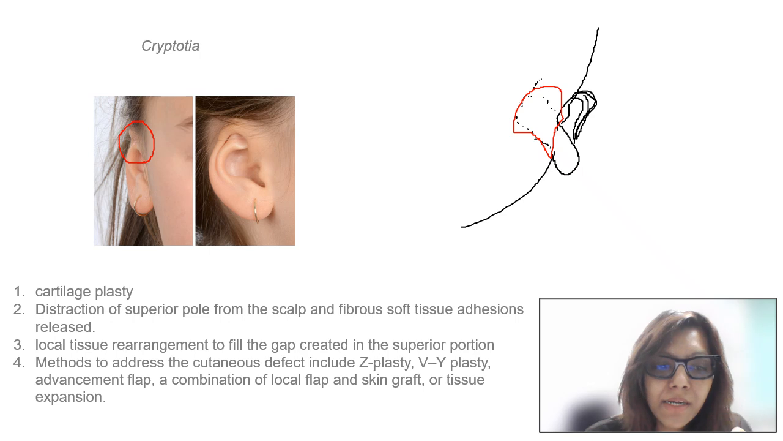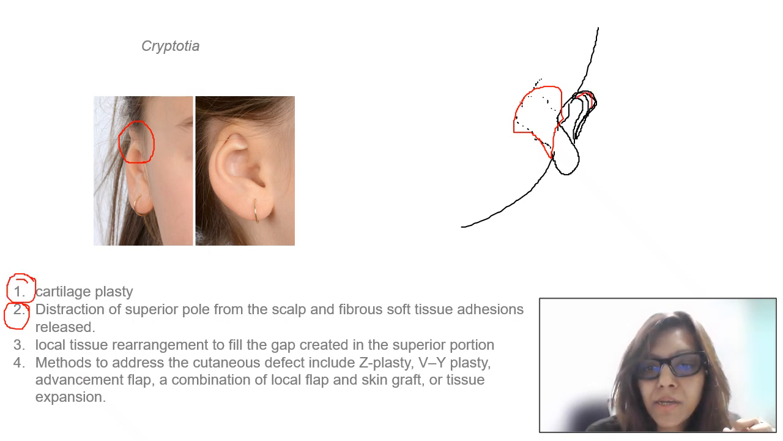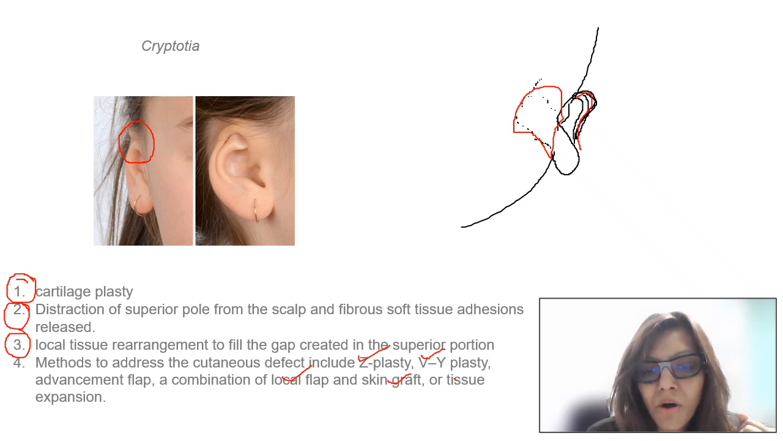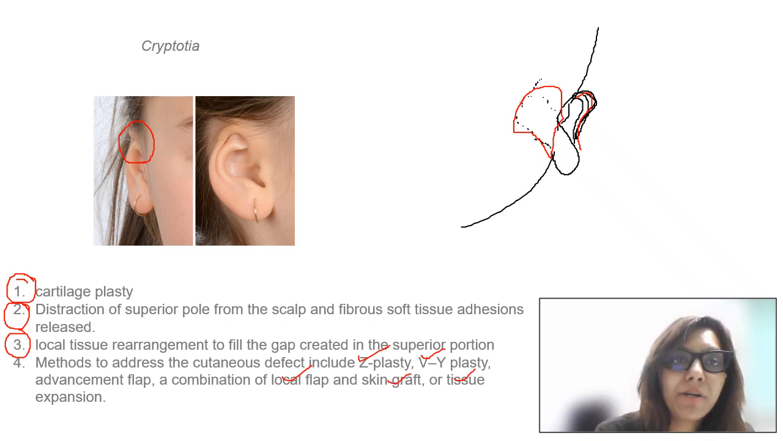So if you write the answer, the first point is distraction of the superior pole from the scalp and removal of all the soft tissue, fibrous and muscular adhesions. The second part will be the cartilage plasty, which is reformation of the cartilage of the superior pole. Then you'll have to do local tissue rearrangement of the gap or the defect that has been left behind. How you can do that is by a Z-plasty, by a VY-plasty. The examples can be a local flap and a skin graft or a tissue expansion. That's all you need to know about cryptotia.